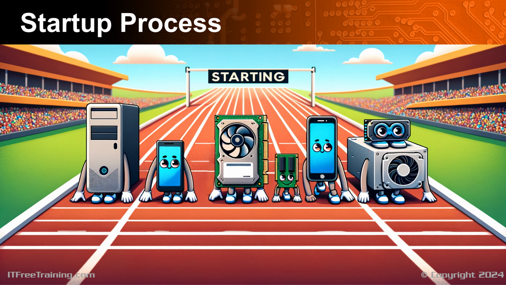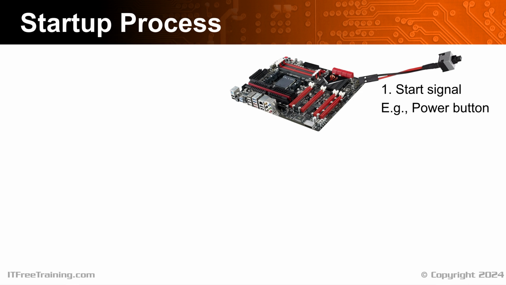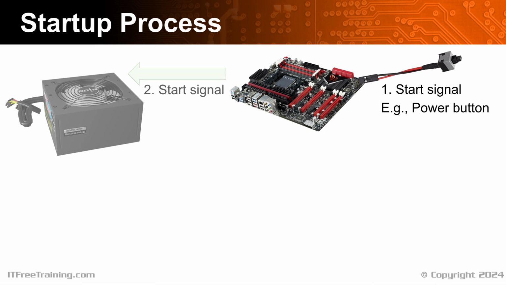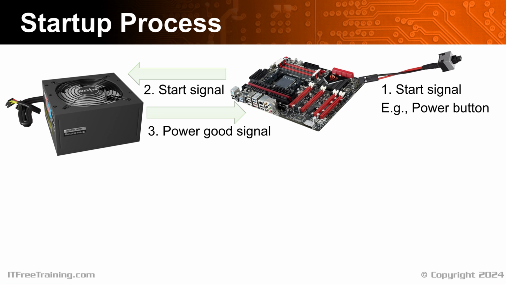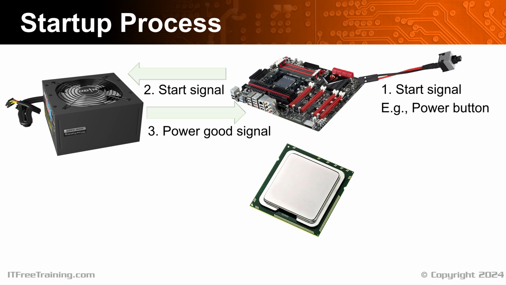Starting the computer involves sending a start signal to the motherboard, usually accomplished by pressing the power button. However, other methods can also trigger this process, such as wake events from specific hardware components, such as a network card. The start signal is sent to the power supply. This essentially tells the power supply to start up. Once the power supply is ready to start sending power, it sends a power good signal to the computer. The power good signal informs the CPU that it's ready to boot up.